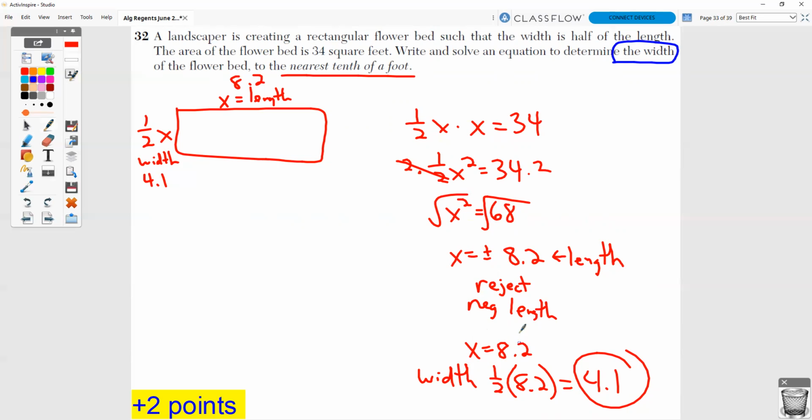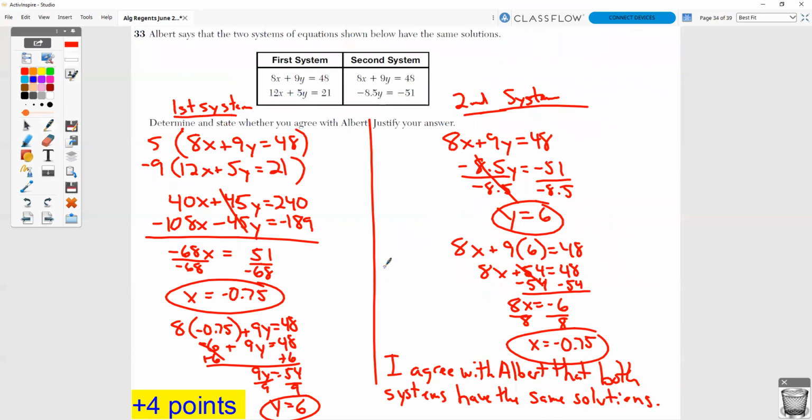8.2 is not our final answer, though, because they want you to find the width. So you sub in the 8.2, 1/2 times 8.2 is 4.1. If you just found the 8.2, you would get 1 out of 2. If we did these correct first steps where we're multiplying the two sides together, you'd probably get 1 point as well. In question number 33, this is our first 4-point question.